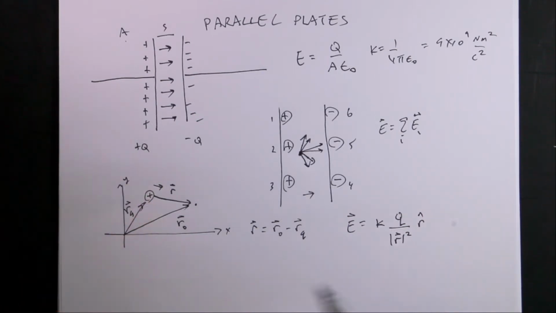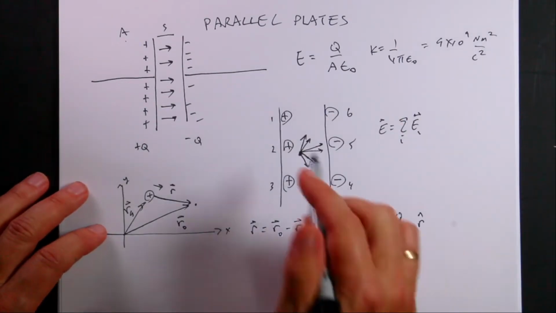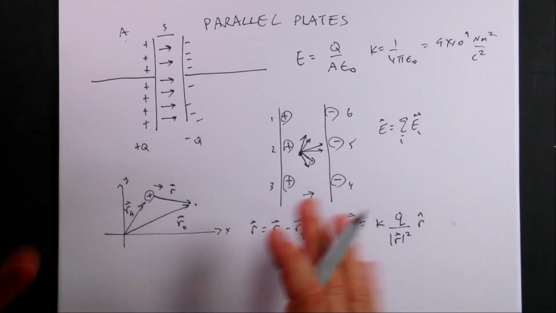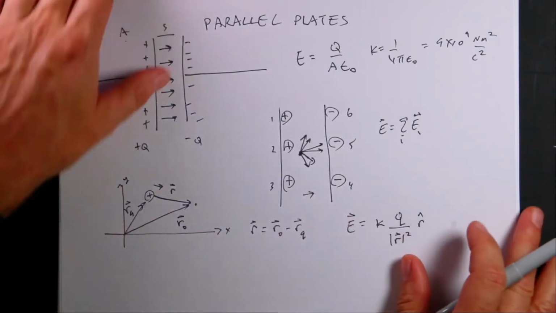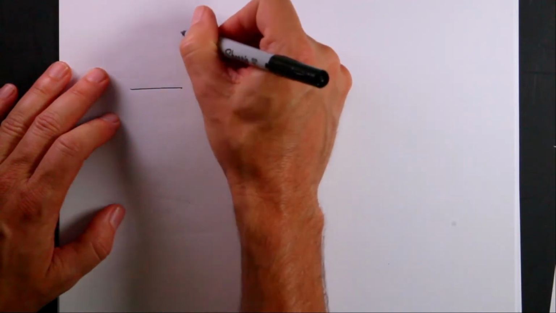If I can do it for 1 charge, I can do it for many charges. So how are we going to put these charges in space so that they can represent parallel plates? This is what I'm going to do. I'm going to use a Monte Carlo method.